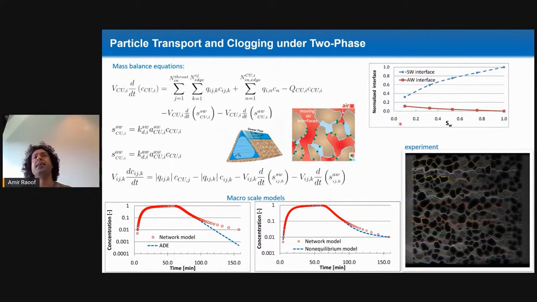And another thing is that if you see this issue, then of course the amount of interfaces changes with saturation, right? Because it depends on how much of that phase you have. So the lower the wetting saturation you have, the more non-wetting phase is there and the more interface you have, so there is more chance for chemicals to get adsorbed in the system.